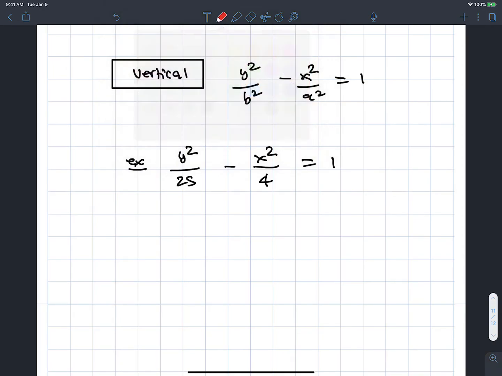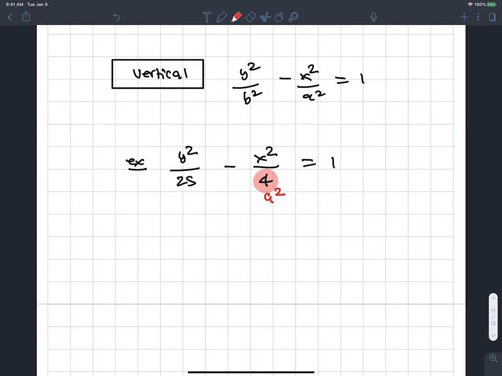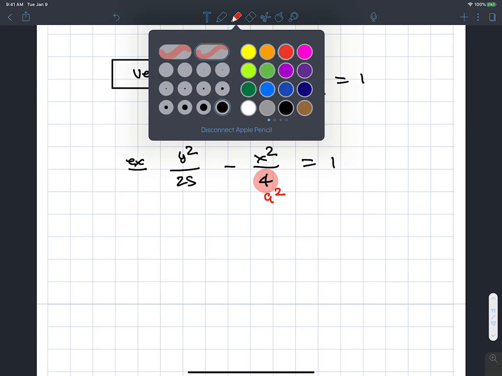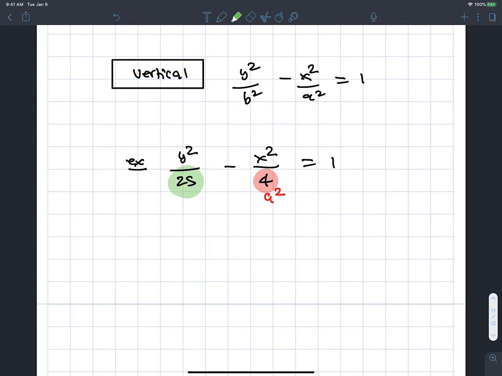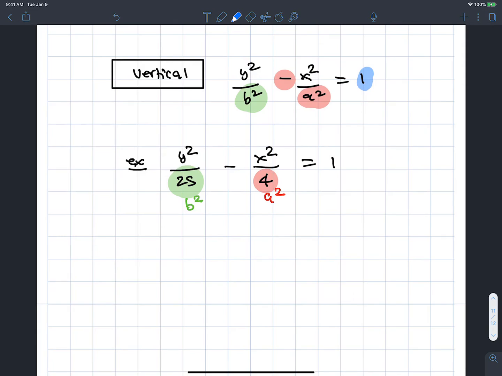Here's what I mean by being careful. Whatever is under x squared will always be a squared, so that's going to be in red. Whatever's under y squared, which is 25 here, that's going to be your b squared. So if you notice, we're consistent. We just happen to write the y squared first. There's still subtraction here, and it still equals 1. So this is the equation of a vertical hyperbola, meaning a double parabola, but it's going to open up and down versus left or right.